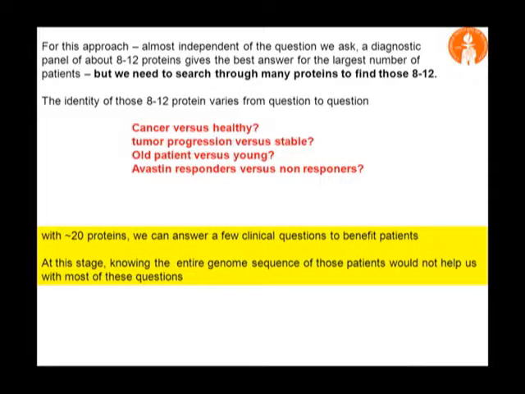But it turns out that you actually need about 12 of the proteins from this panel, 8 to 12, to answer this question. And you can actually ask many questions of this data. You can ask, how old is the patient? There's easier ways to do that, but you can ask that, and you can get a bit of an answer out. You can ask cancer versus healthy, tumor progression versus stable, or responders versus non-responders, and for each of those you need roughly 8 to 12 proteins. Some of them overlap, some of them don't. But with about 20 proteins, you can answer a few clinical questions that benefit patients. Okay, and I'll point out that at this stage, knowing the entire genome sequence of each one of those patients would not help us with the information that we get from 8 to 12 proteins measured this way.